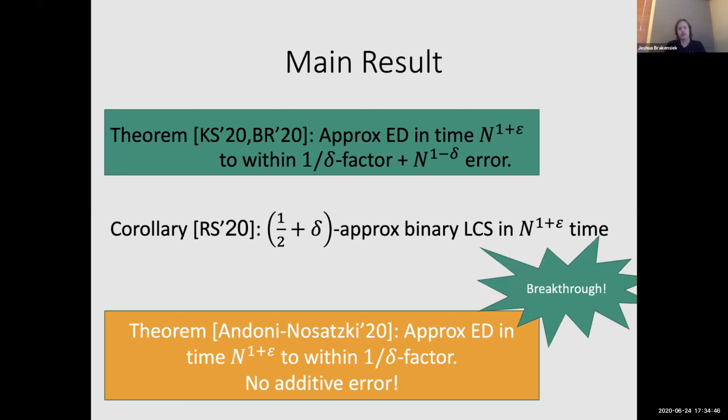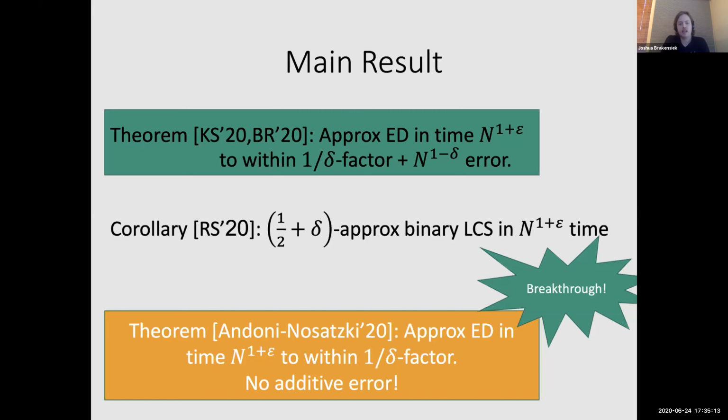Very recently, there's been a breakthrough by Andoni and Nosatzki, which dropped the additive error entirely. So they get an n to the 1 plus epsilon time algorithm with a 1/delta approximation. So there's no additive error. And in particular, it supersedes our work. But a number of the ideas in our algorithms also appear in the Andoni-Nosatzki algorithm.